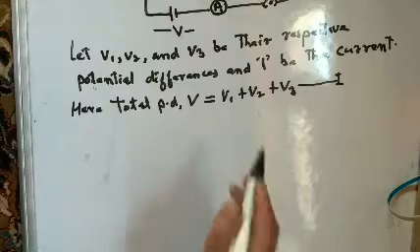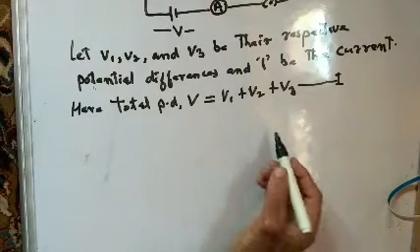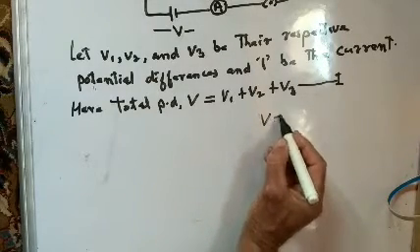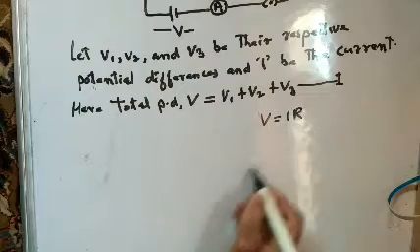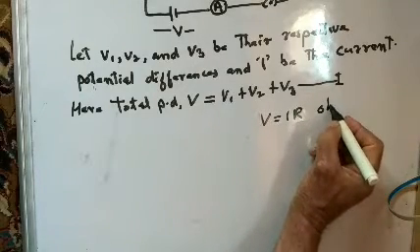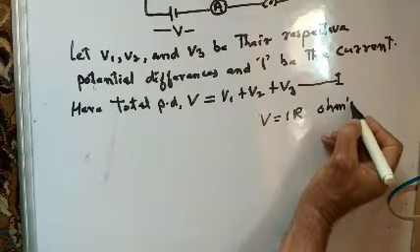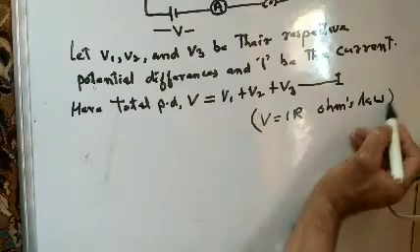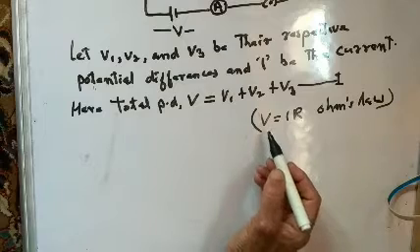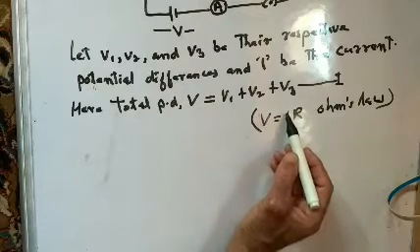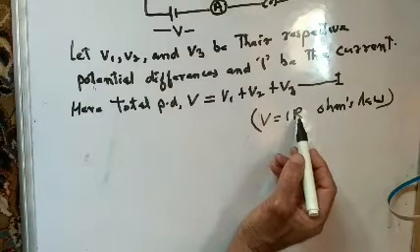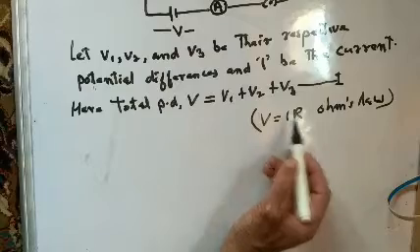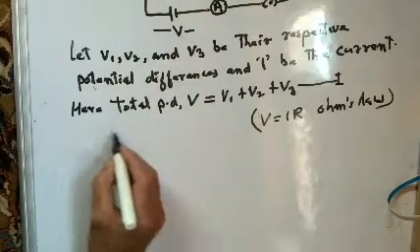Since we know, as per Ohm's law, V is equal to IR. So the potential difference of any resistor is equal to the product of the current flowing through it and the resistance of the resistor.